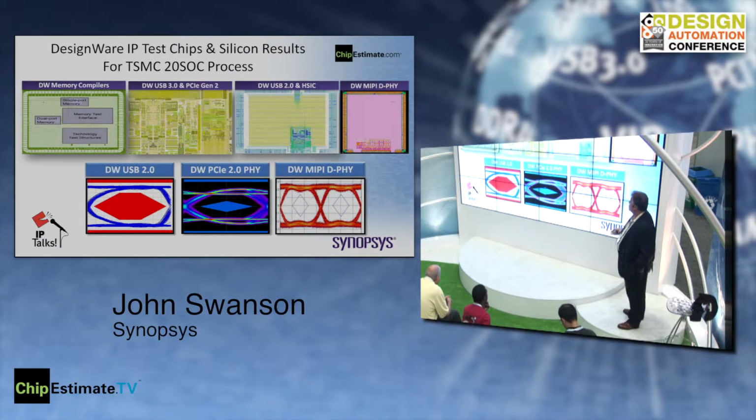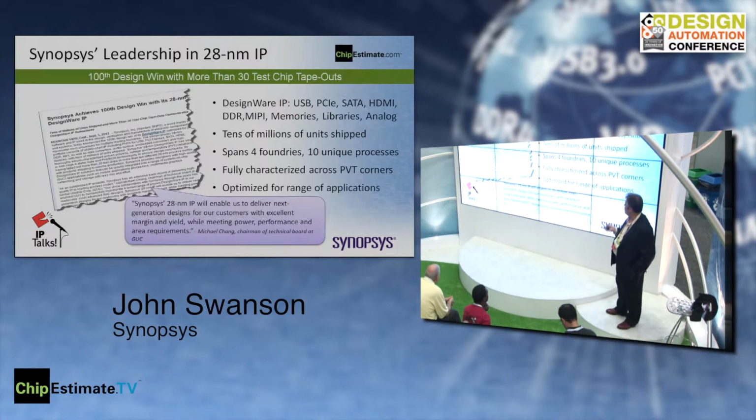We tape out all of our PHYs, and here's the memory compilers, USB 3, USB 2, and MIPI PHY. So these are actually test chips that we take through certification to make sure our IP works for you. We are a leader in 28 nanometer. We've ported USB, PCI Express. I won't read off the whole list, and it's not just the PHYs.